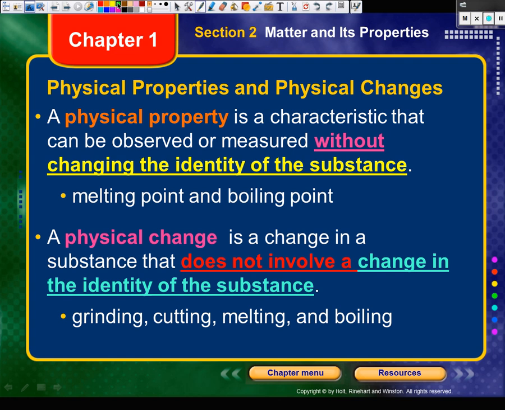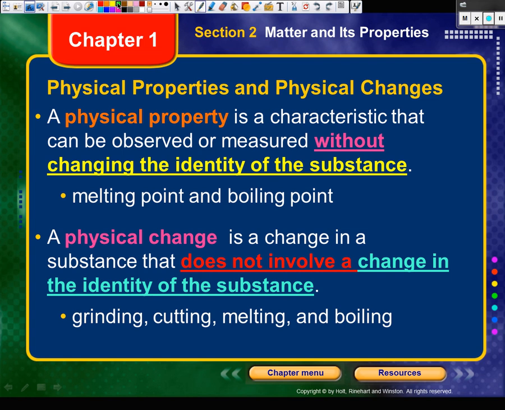So what is a physical property we've talked about, and then what is a physical change? Now what does a change mean? Is it different from what it was before? Yes, but here's the most important part. There is a difference between a physical change and a chemical change. Yes, we're changing it, but there's an important relationship you have to understand about that change. This I would highlight: a change in a substance that does not involve a change in the identity of the substance. So when you change it, is it still what you started with?